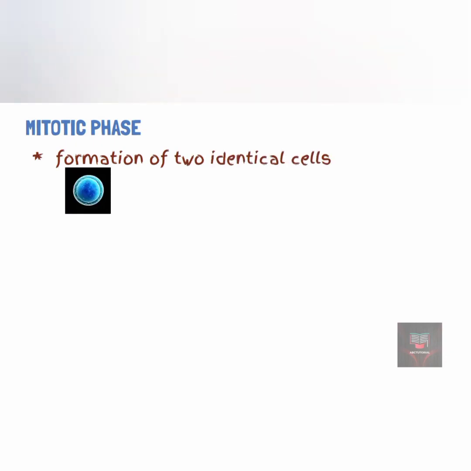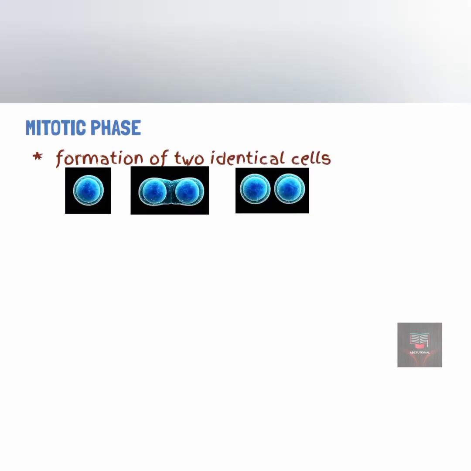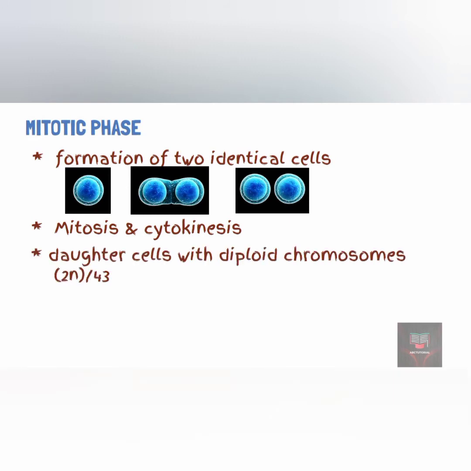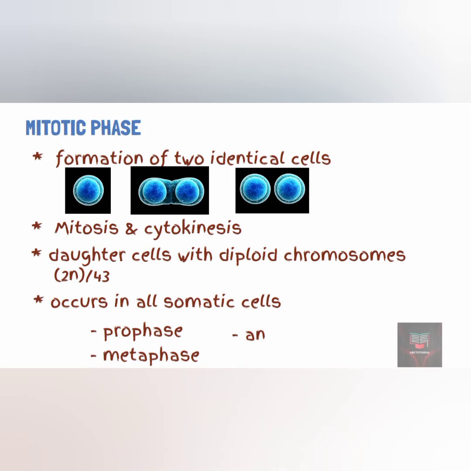The mitotic phase, or the M phase, is the stage of cell division in which the mother cell divides into the daughter cells. In mitosis, there is formation of two identical daughter cells. It can be broken down into nuclear division, referred to as mitosis, and cytoplasmic division, referred to as cytokinesis. It results in the formation of daughter cells with the diploid number of chromosomes. It occurs in all somatic cells, and it can be broken down into stages, which are the prophase, the metaphase, the anaphase, the telophase, and cytokinesis.